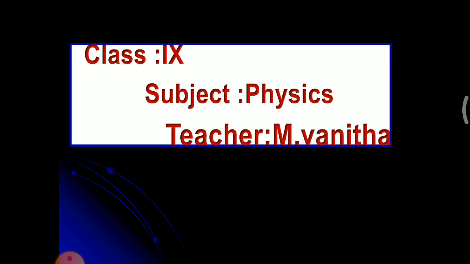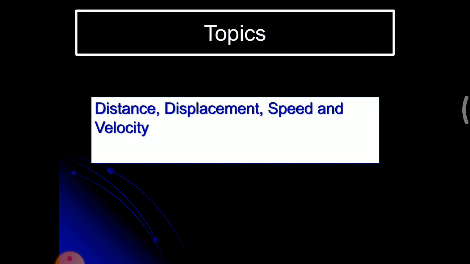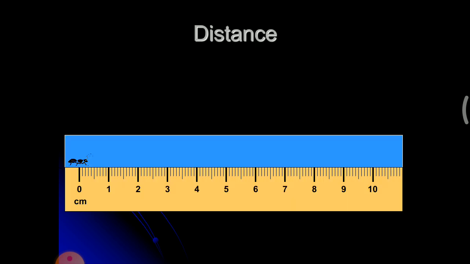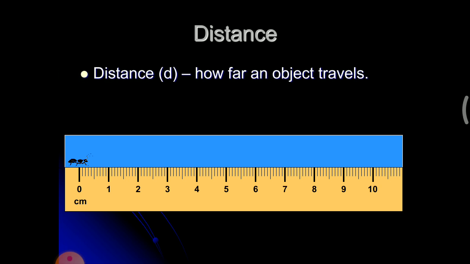Today we are going to see the subject Physics, Class 9. Topics: the basic topics, distance, displacement, speed, and velocity. First, we are going to see what is meant by distance. Distance is nothing but how far an object travels. It is represented by the letter d, small letter d. And the distance does not depend on direction.